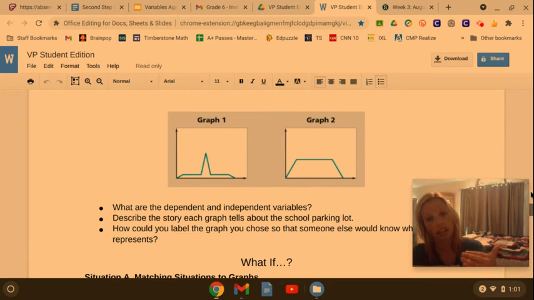So you can look at a graph and you can tell a story from the graph just by the way that the graph is. So what you're doing is looking at some graphs and some stories and trying to match them up.